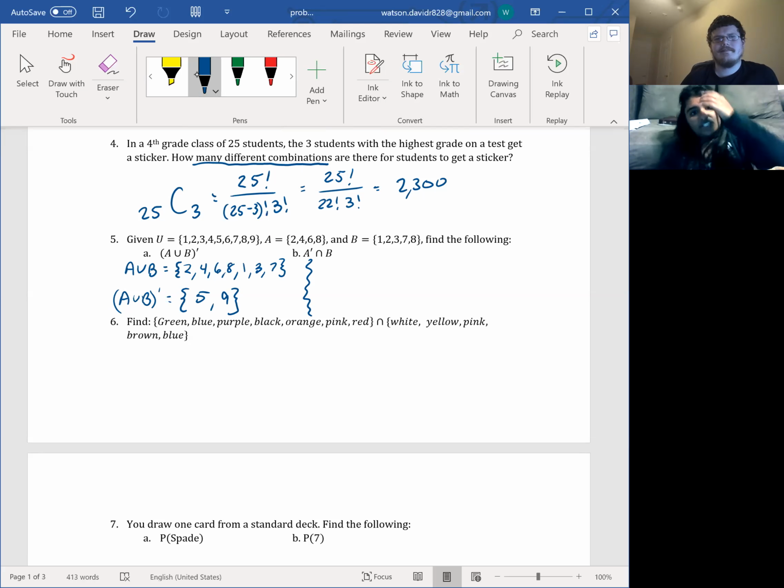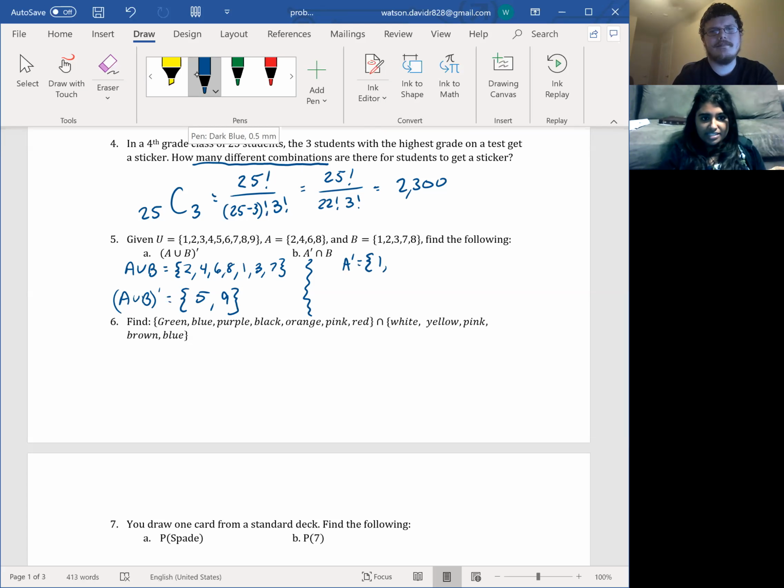All right. So we have A complement intersection B. So A is 2, 4, 6, and 8. So the complement of that is everything else. Let's see. 1 is not in A, so it's included. 3 is not in A, so it's included. 5, also not in A, 7, and 9.